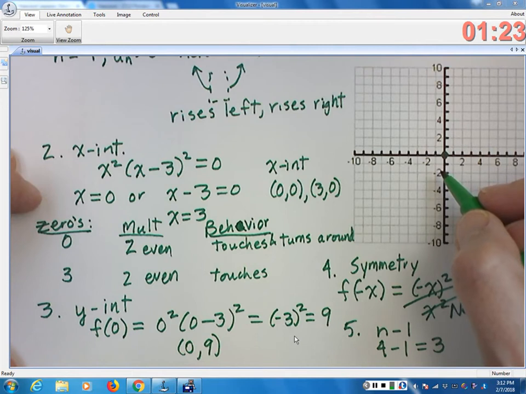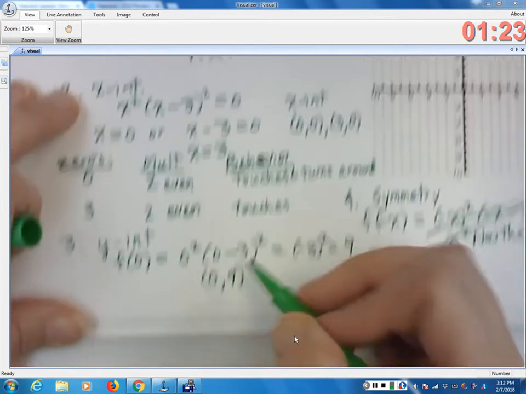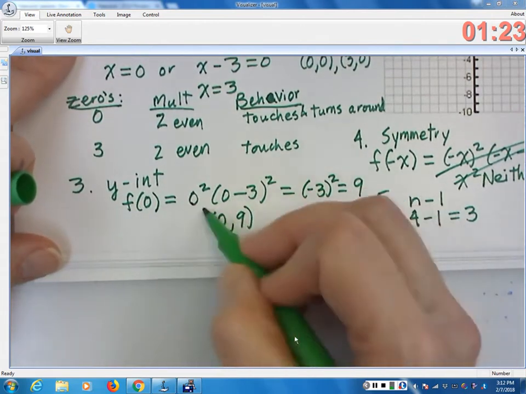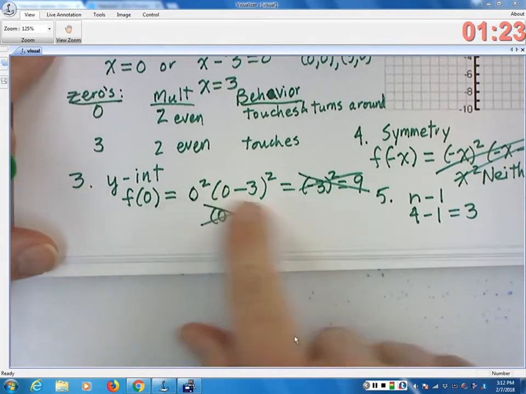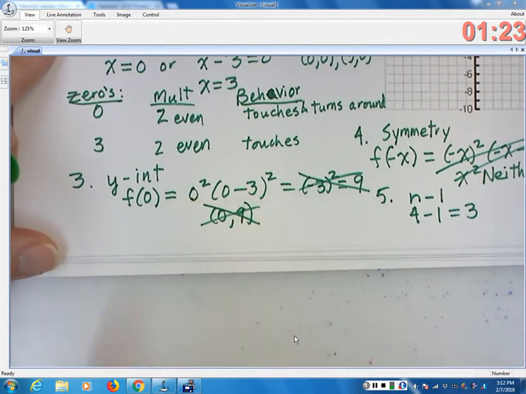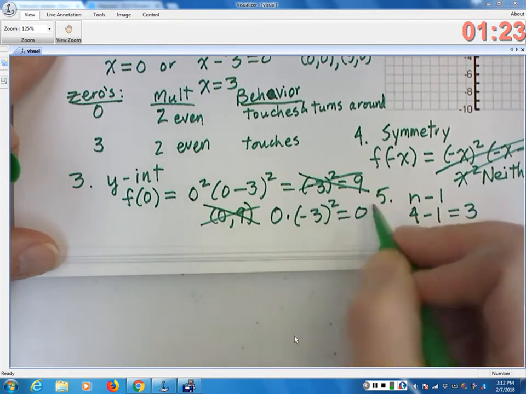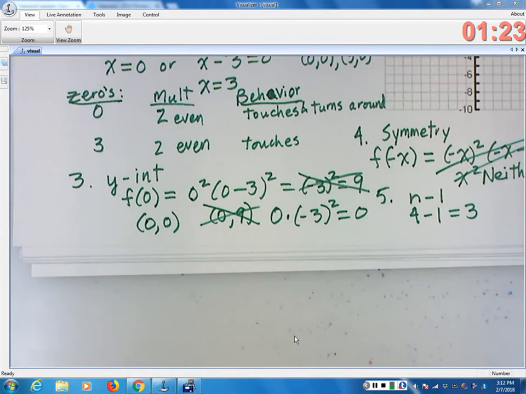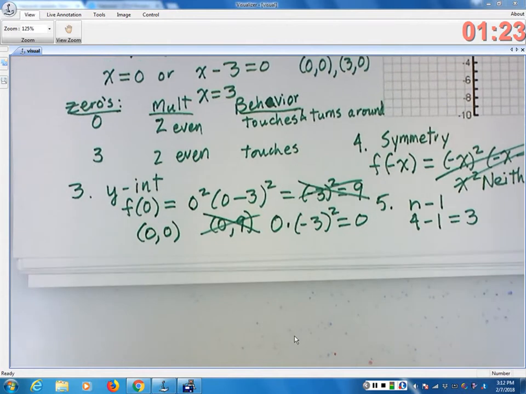So, x-intercepts at 0, 0. Wait a minute, how did I mess up on this? Sorry, guys. Anything times 0 is 0. Just because I get a negative 3 here, I'm still multiplying it by 0. 0 times negative 3 squared is 0. So the y-intercept is (0, 0). That's the problem, sorry. I wasn't looking at my solution and I started going off.